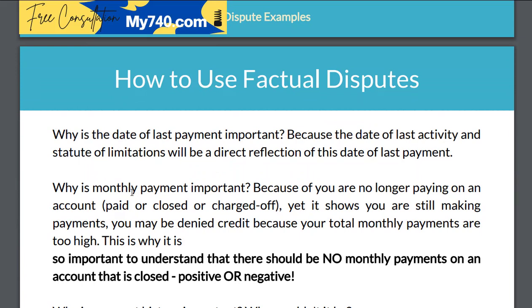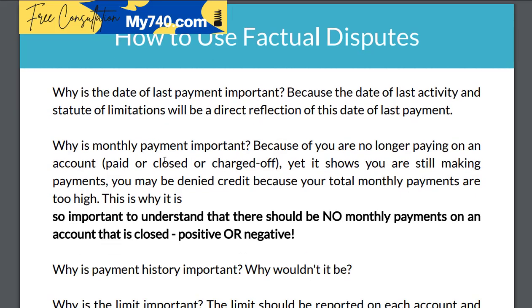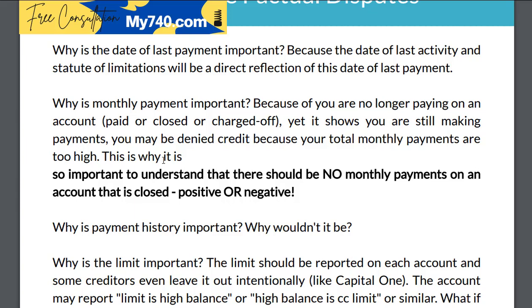So why is the date of last payment important? I mean, we kind of already went over this, but because the date of last activity and statute of limitations will be a direct reflection of this date of last payment. Another thing is that we went over the dispute flow, and I showed you why and how one dispute element, like payment history, date of last payment, and so on, affects or correlates with another, okay?